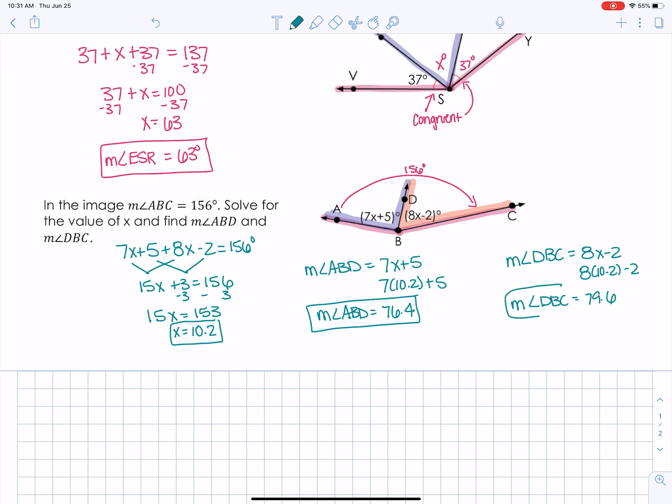So we can do a quick check and make sure that we didn't mess up. So let's check, because this angle plus this angle should equal that. So let's see if that works. Whoops, went too far. So check, 76.4 plus 79.6 should equal 156. And it does. So that means that we completed it correctly.